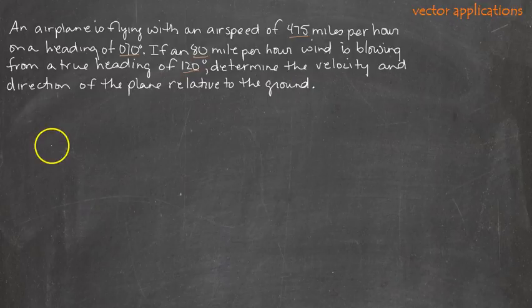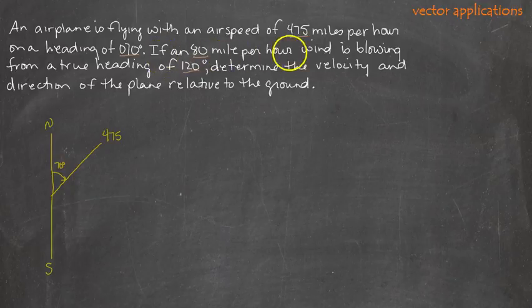So first, let's sketch a picture of this. You have a plane, so this would be north and this would be south, and you have a plane heading 475 miles, that's the scalar, per hour, at a bearing or a heading of 070. And this is the notation whenever you're dealing with an angle from the north going in the clockwise direction. So we know this is a 70-degree angle.